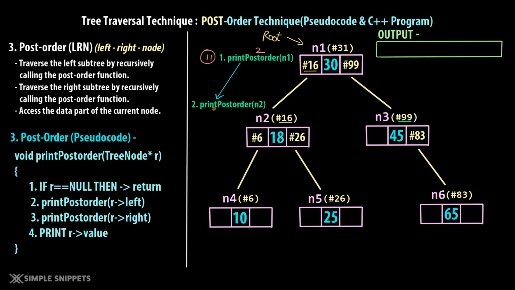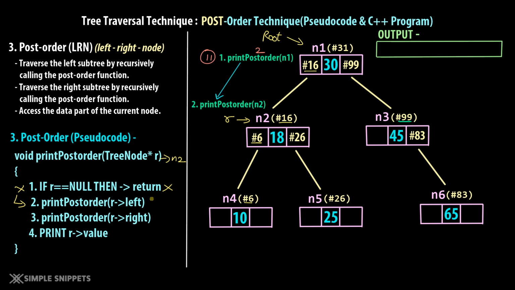Okay, so for the second print postorder function call, we are passing n2, so r is nothing but n2. Again, the first step will not be executed because we are checking is r equal to null. r is not null, r has the address of n2, so this is not executed. We will proceed further. Now again a print postorder function call is given, and we are saying r of left. Currently r is nothing but n2. Who's there to the left of n2? That is the left child of n2. It is n4 because hash 6 is the address stored over here.